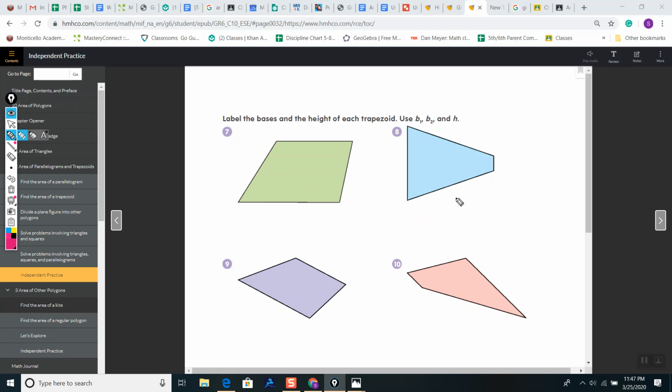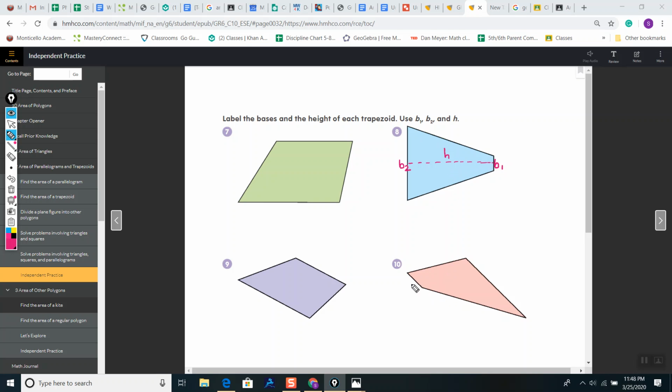Awesome. Okay, so this is my personal preference. I like to label the short one, this shorter one, as B1 and the bigger one as B2. That is my preference. And then the height has to be perpendicular to the bases. So this would be your height right here.